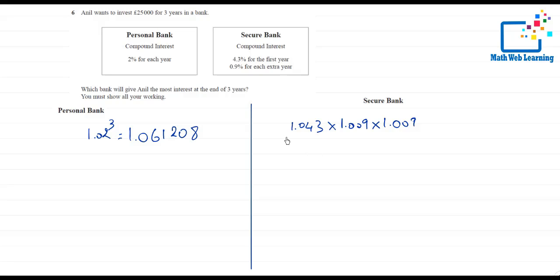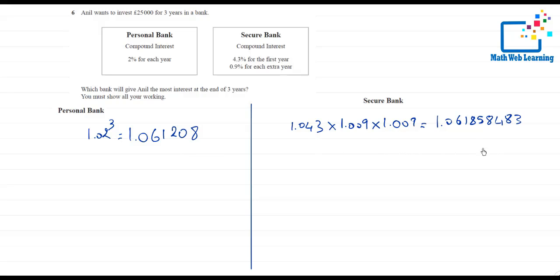So 1.043 times 1.009 squared, and equals, it gives me, here it is, 1.0618584 83. I'm writing down everything that the calculator displays. That's it, full stop, there's nothing else.